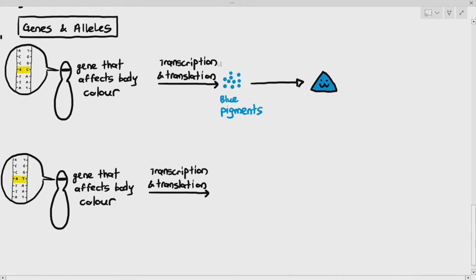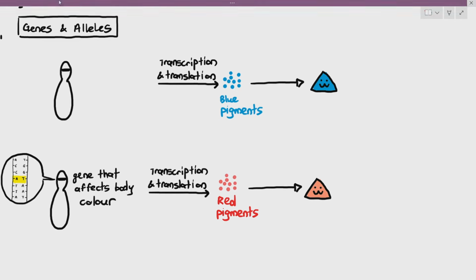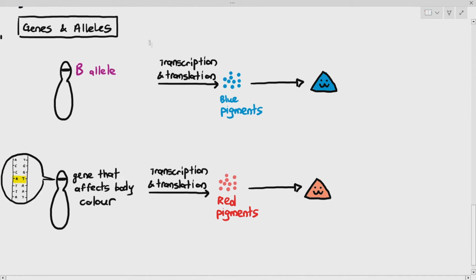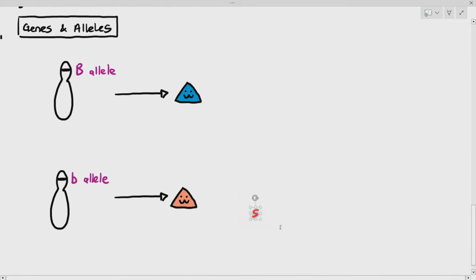Therefore, for example, when this one undergoes transcription and translation, it produces red pigments, and the red pigments will affect the characteristic of the organism to make it red. Now, writing out the entire base sequence can be a hassle. No one has time to write out the entire base sequence, right? So to keep life simple for ourselves, we will represent the top, for example, as the capital B allele and the bottom one over here as the small b allele. That's basically what alleles are all about.